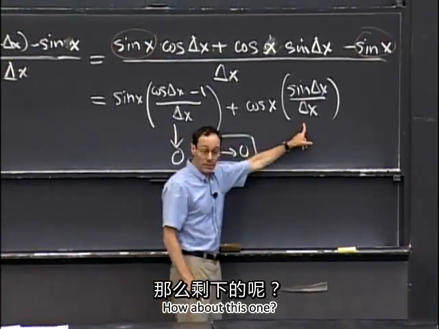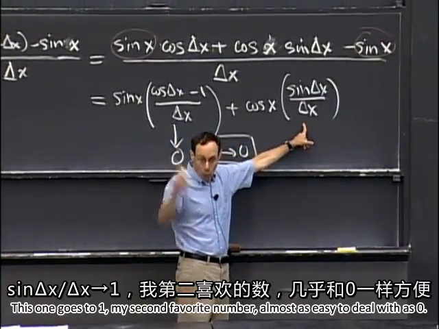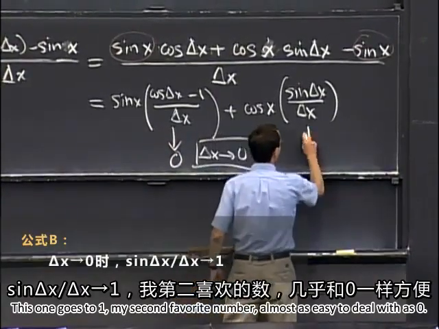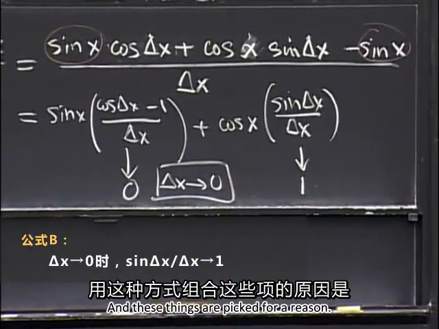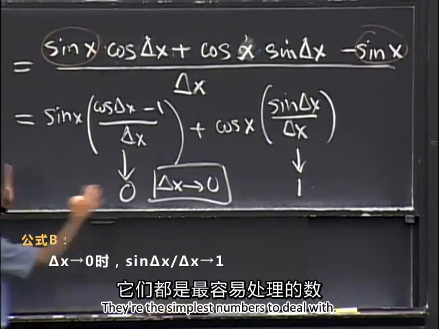Now how about this one? This one goes to 1, my second favorite number. Almost as easy to deal with as 0. And these things are picked for a reason. They're the simplest numbers to deal with.